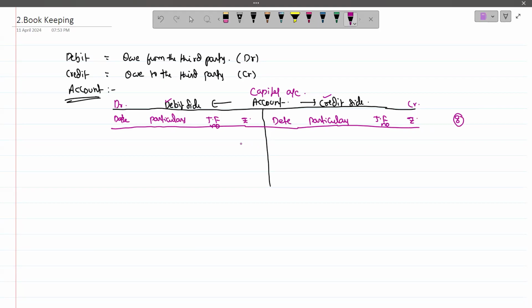Similarly, furniture and fixtures account, plant and machinery account. The name of the account we have to mention in the middle and at the top of the respective account. So this is the format of the account. Okay.